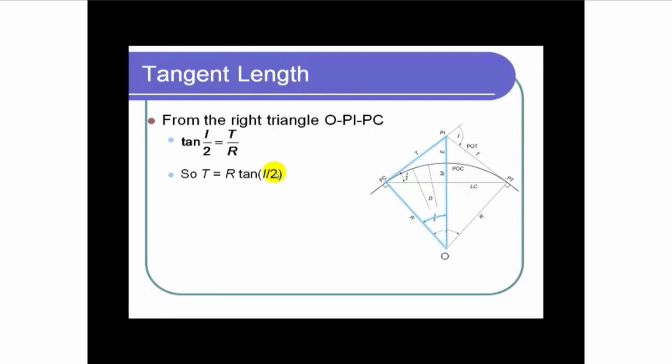Now we just have to solve this for T. So T equals R times the tangent of I over 2. Substituting in our values, we find that T is equal to 210.38 feet.